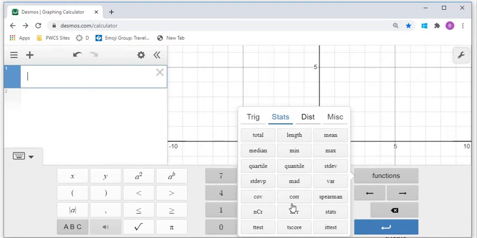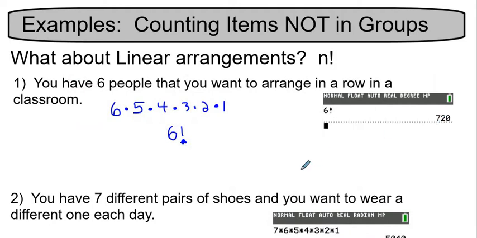If you use the scientific calculator, there's one in there, but it's sort of superfluous because you can just use Shift 1 on your keyboard and it'll do it for you. So as you can see, that's 720 both ways.